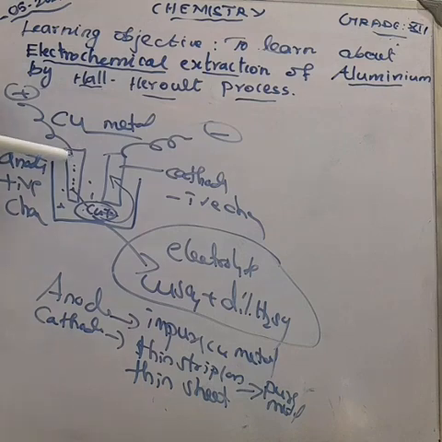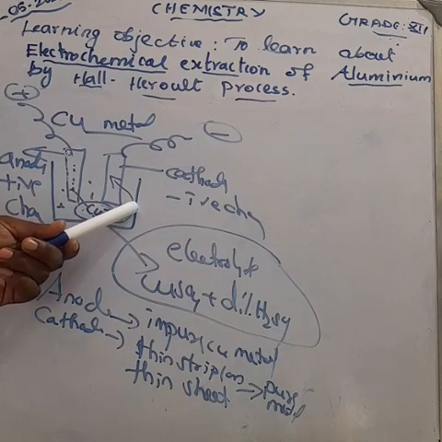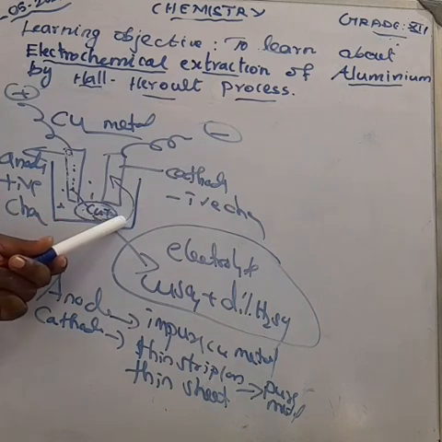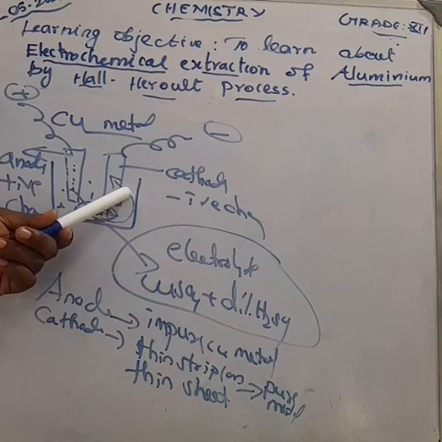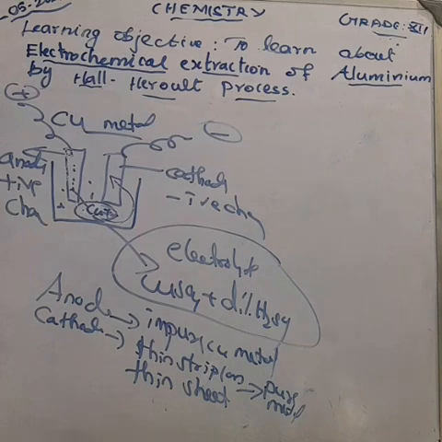From the impure metal, some of the metal dissolves from the anode and passes into the electrolytic solution. And a small amount of the metal ions from the solution, this metal ion solution, will be deposited at the cathode.